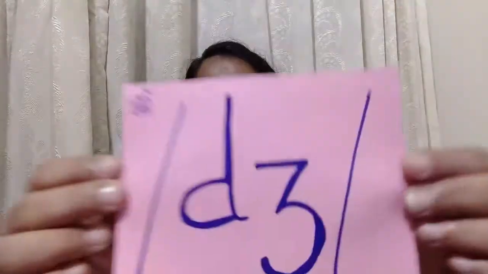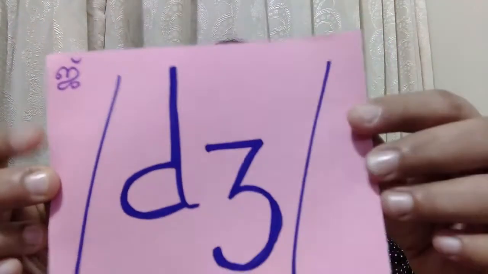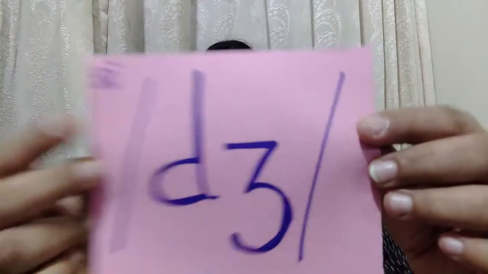Now we have another such consonant which is a combination of d and zh. We get j. So this is j as in the word jet, jam, joy. Here I have written j.